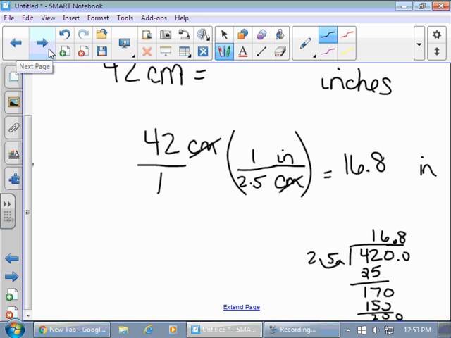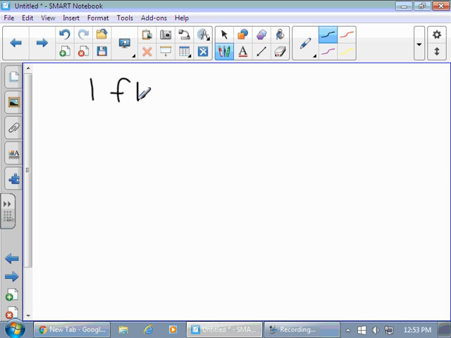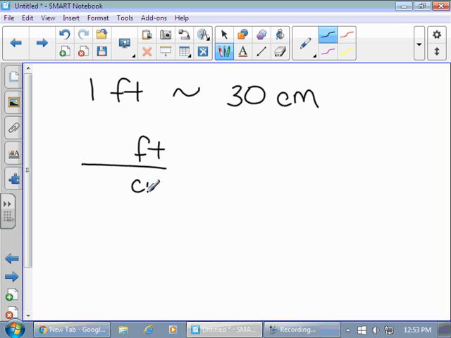First thing I want you to do is write the two fractions comparison between feet and centimeters. So we had 1 foot is approximately 30 centimeters. So write that as a fraction, and you have two of them. Fill in the numbers.